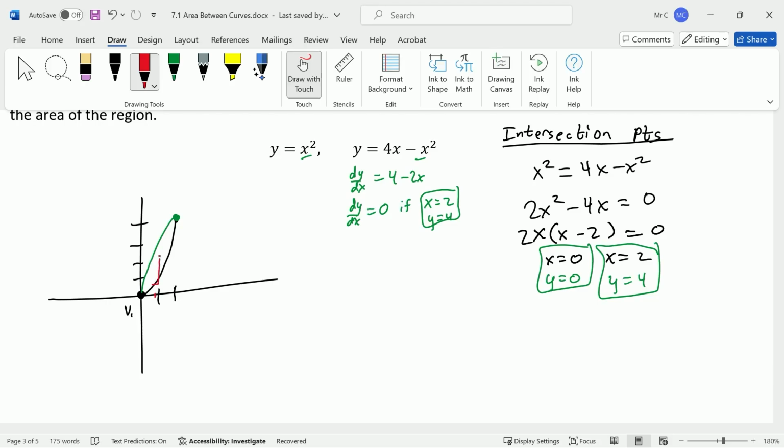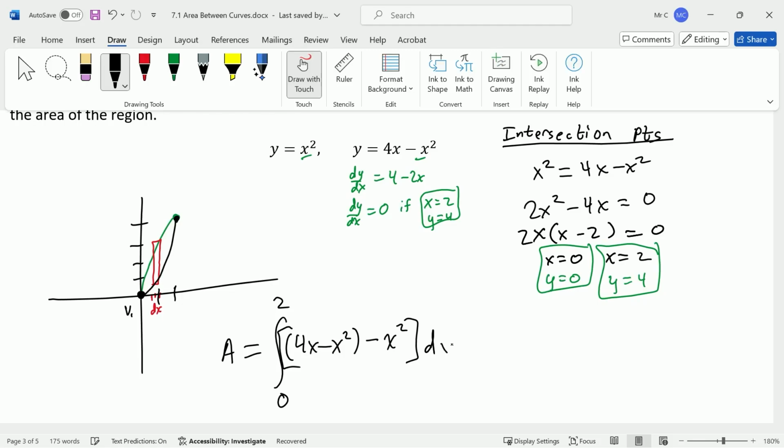Now we pick a point somewhere in our interval. We draw an approximating rectangle at that point. Right? That's just one of the many rectangles. And we go, well, which ruler is measuring the width of this rectangle? Well, that's going to be dx. And now we can set up our integral. So our area is going to be the integral from 0 to 2. That's our bounds on the x-axis. Of the top function, that's 4x minus x squared minus the lower function, which is just x squared, dx. This simplifies a little bit to 4x minus 2x squared.